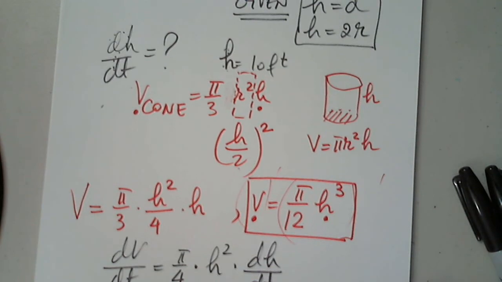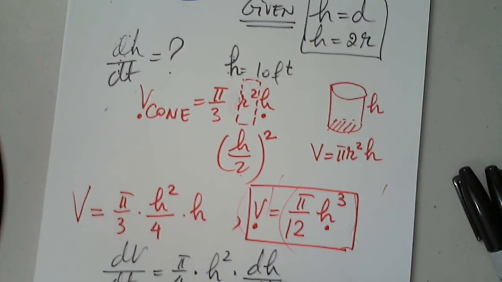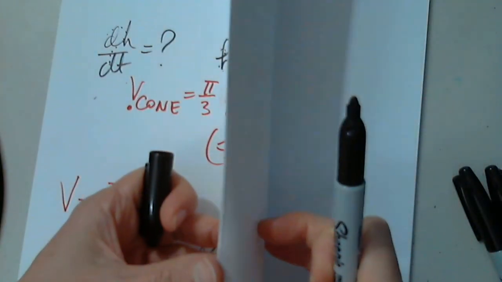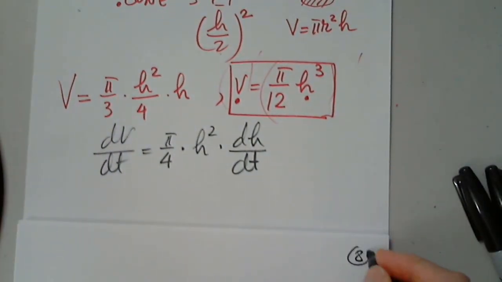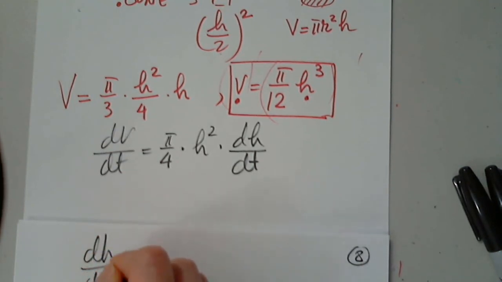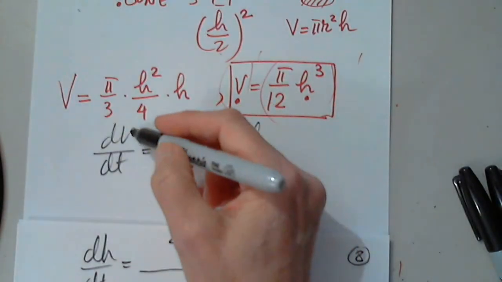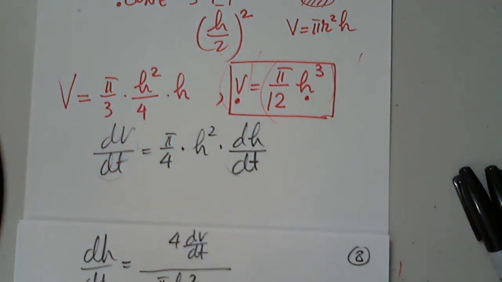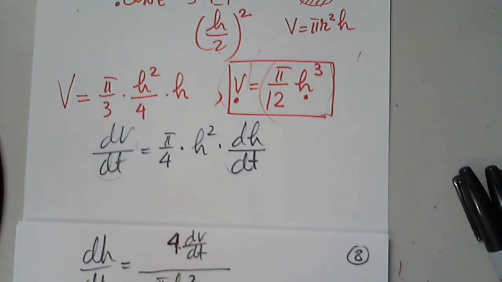Good. Perfect. I identify from the get-go what I'm asked to find. So then I will divide both sides. If you want, multiply by 4 and divide by pi h squared, and then plug it in, and it's done. So dh/dt, multiply by 4, 4 dV/dt. Remember, this is one unit. You cannot separate these. Okay? Divided by pi h squared. Because this represents one thing, one rate of change, I meant to say.